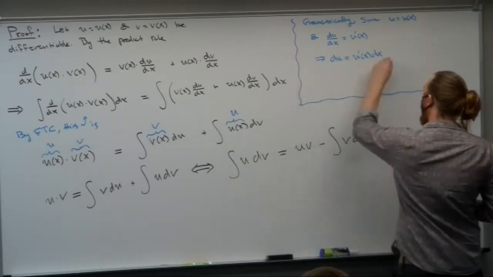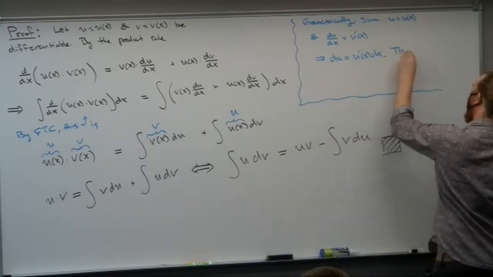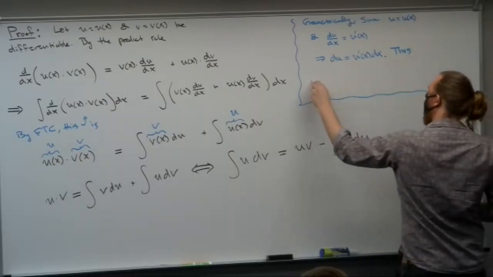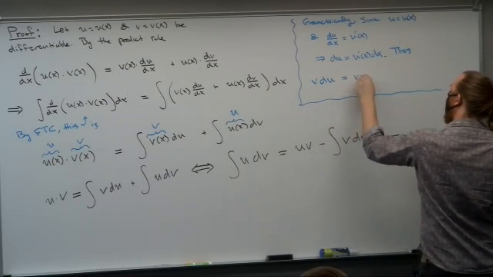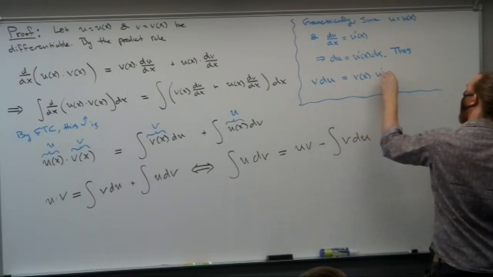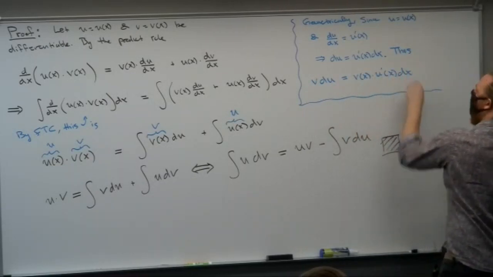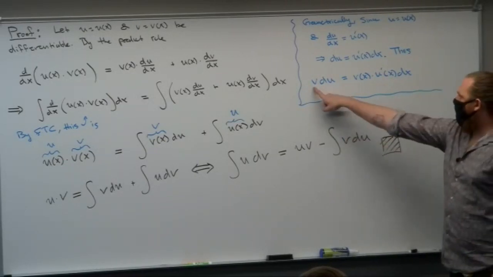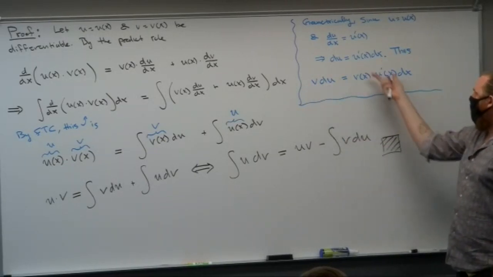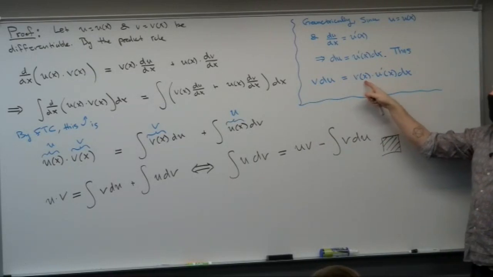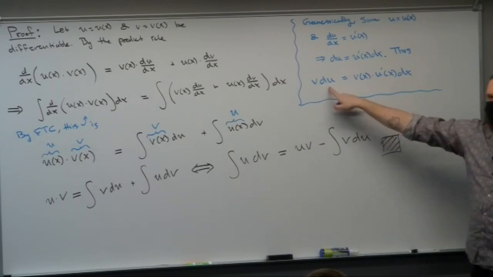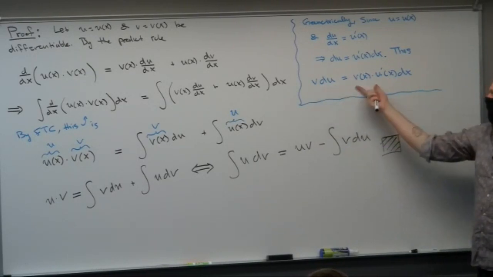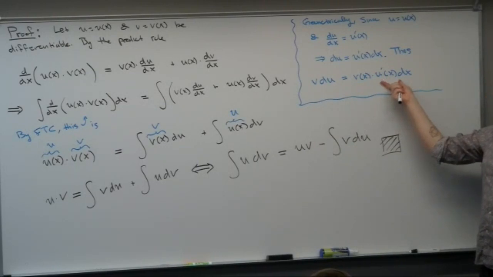So, if I want to talk about something like v du, that would be v of x times u primed of x dx, because v is v of x and du is u primed of x dx. So it's just a product of some function and the derivative of some other function. That's how you should think of v du. It's the differential form of v times u primed.